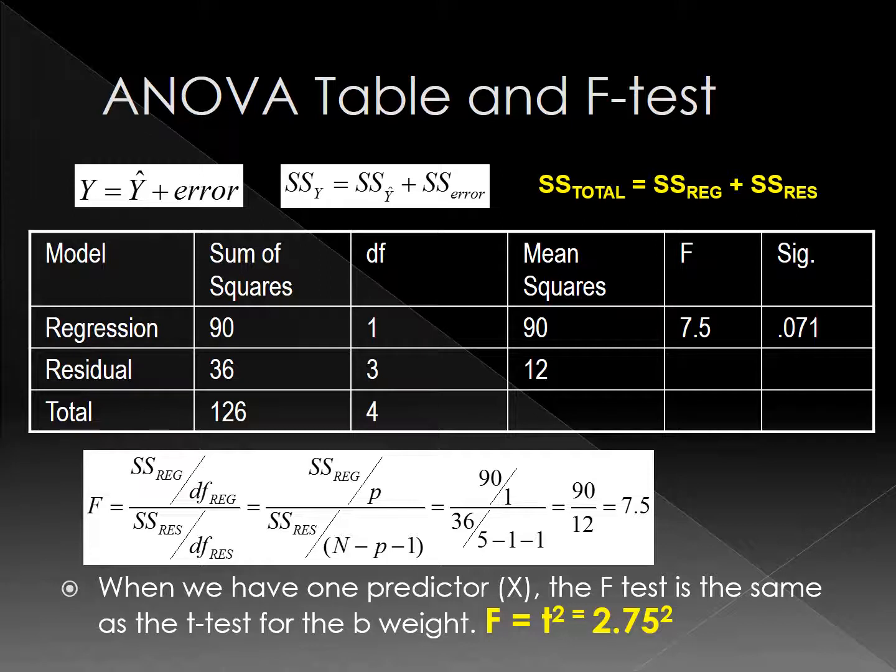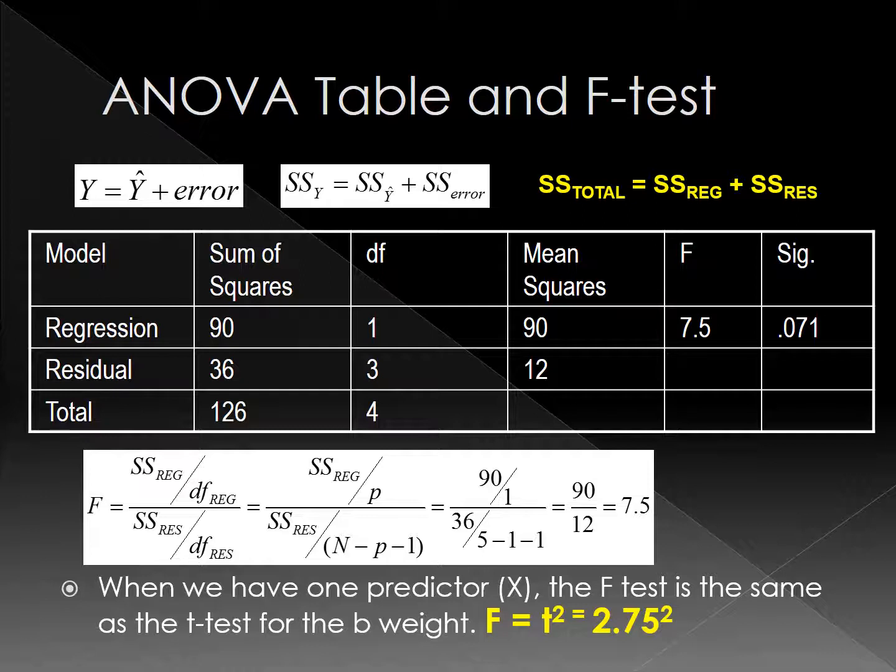The t score for the b-weight was 2.75. We just had it a couple pages ago. If you square 2.75, it is exactly 7.5. And in this case, it was not significant. Both F and t-test were not significant. So x is not a significant predictor for y.